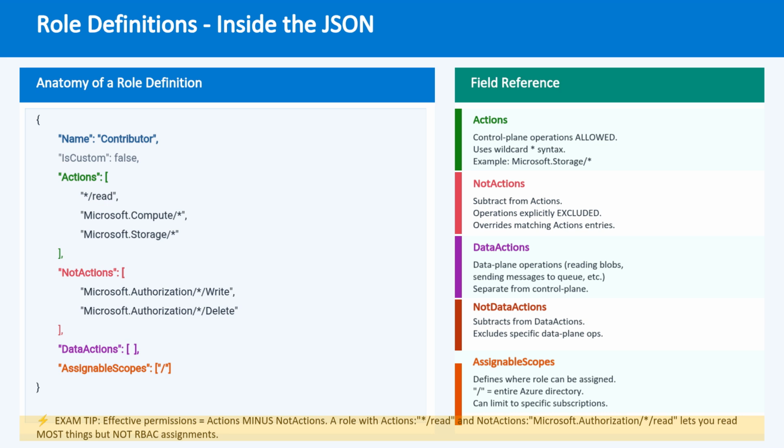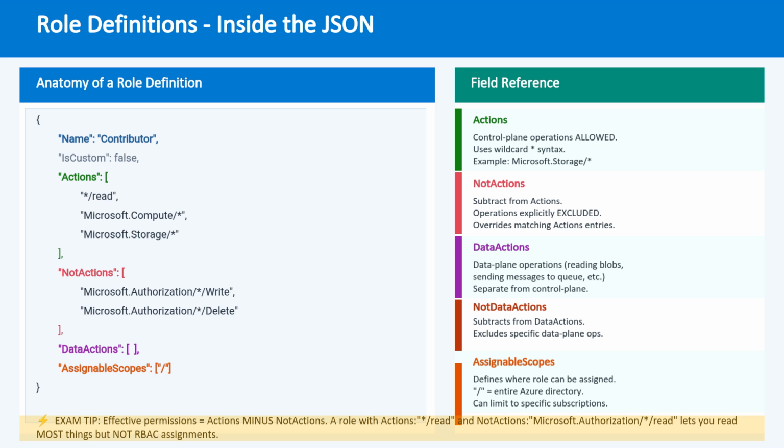It defines what management operations are permitted, and uses wildcard syntax like Microsoft.Storage/star, which means all operations under the storage resource provider. Star/read means read operations on all resource types.